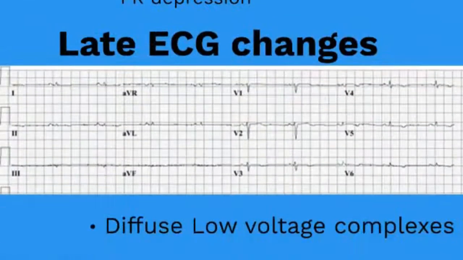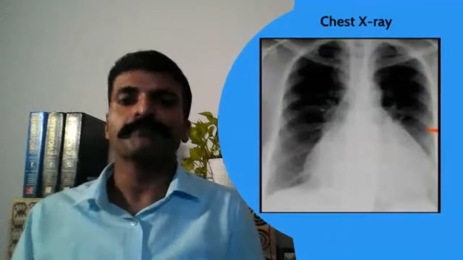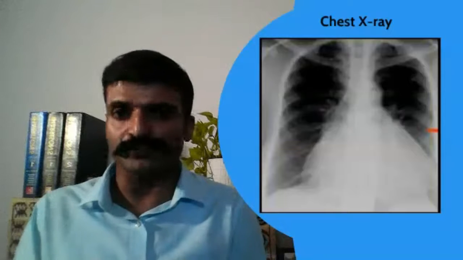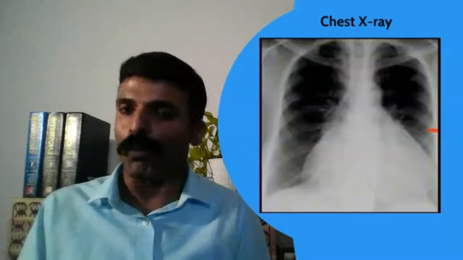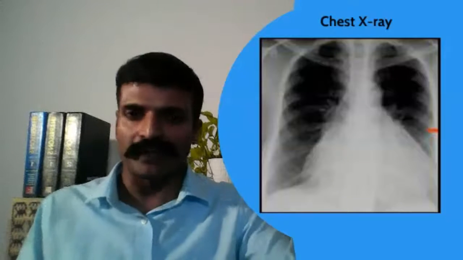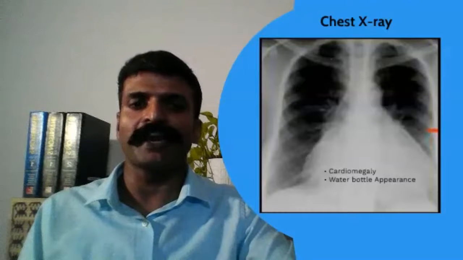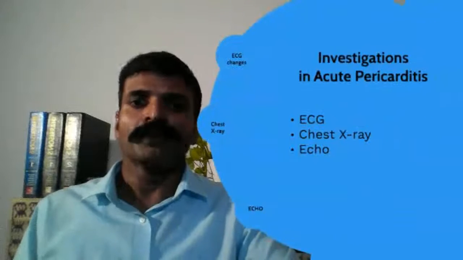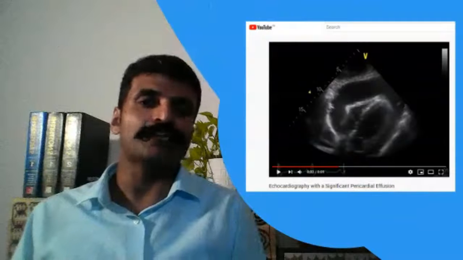Now, apart from the ECG changes, the next important investigation that you do is a chest X-ray. Chest X-ray is useful in the later stages, especially as the fluid starts to accumulate. The heart takes the shape of a water bottle, or more specifically, a leather water bottle. There is some cardiomegaly, and you will get what is called the water bottle appearance or the leather bottle appearance. Echocardiography: I have attached a link to a video which will explain the echocardiographic findings of pericarditis in detail.